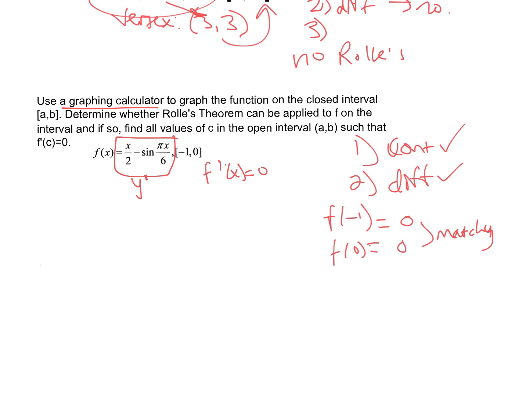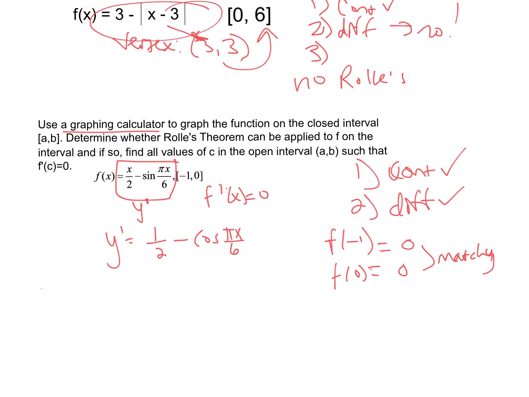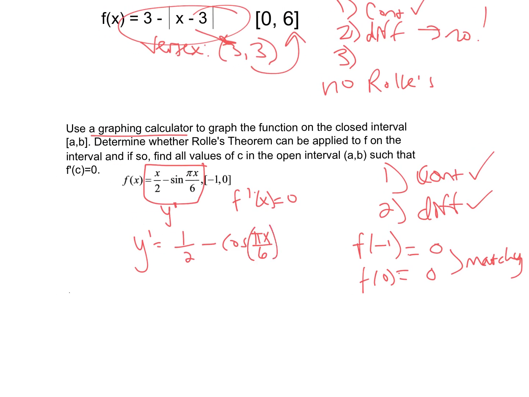So let's find my derivative by hand first, just to verify that. That would be 1/2 minus cosine of pi x over 6. Remember, you have to do times the derivative of the inside, so that means it would be times pi over 6. So my derivative is 1/2 minus pi over 6 cosine of x times pi over 6, but you can leave it like that for now if you want to. So really you're setting that equal to 0.